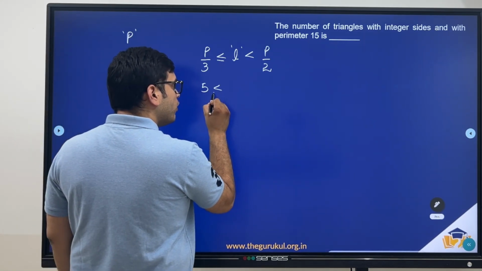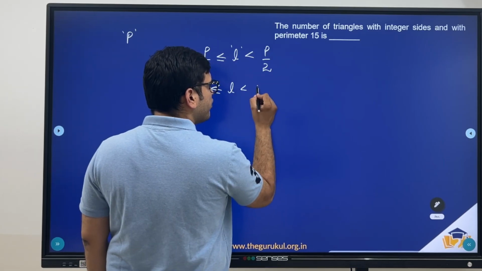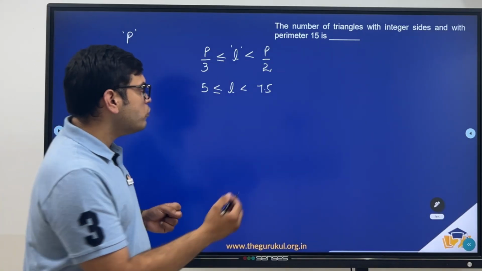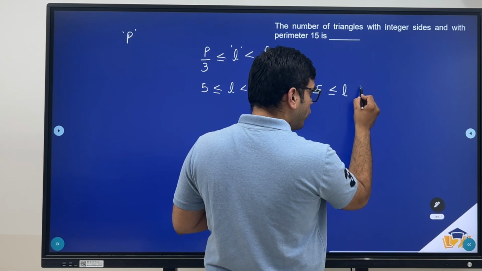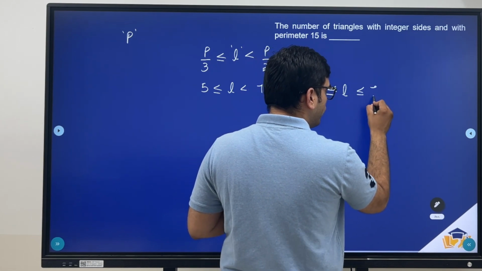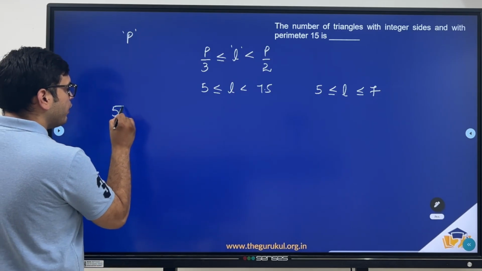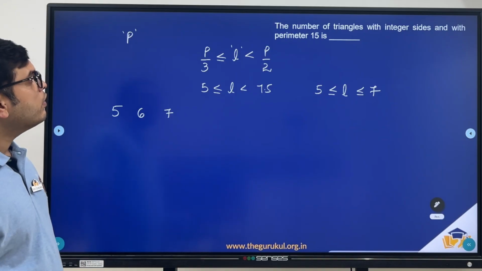5 less than or equal to longest side less than 15 by 2, which is 7.5, and the sides should be integers. Right? So I can rewrite this as 5 less than or equal to L, where L is the longest side of the triangle, less than or equal to 7. So what are the values that L can take? L can take 5 or 6 or 7, right?